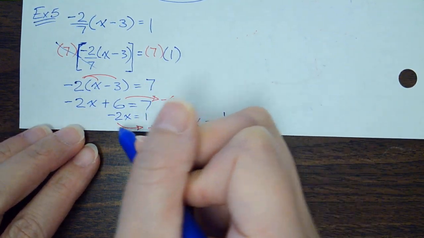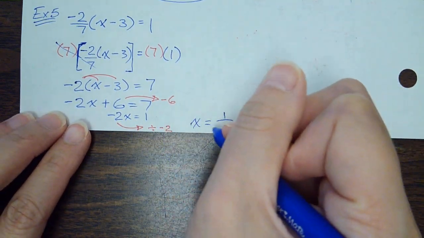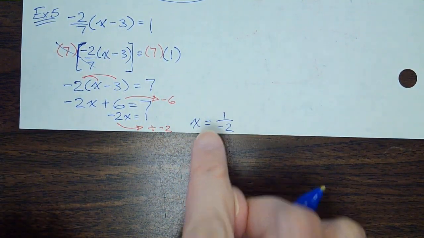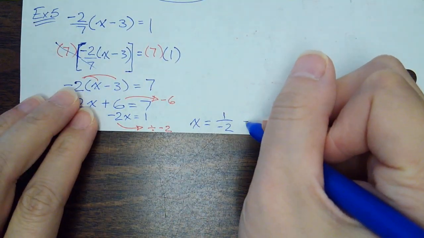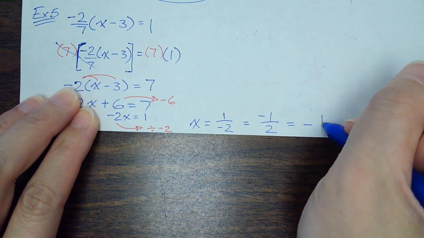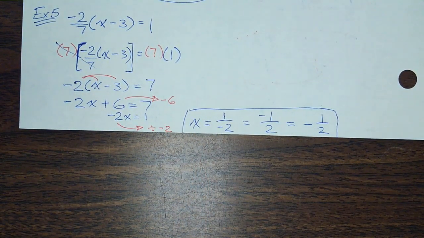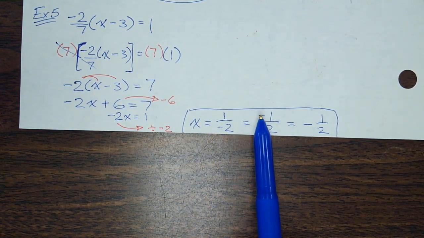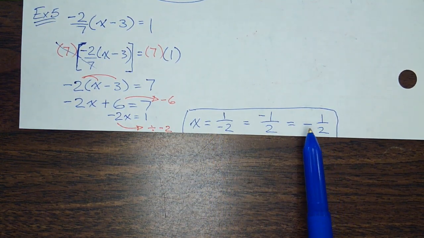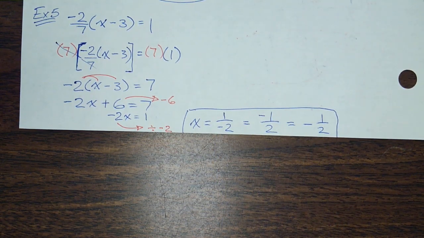Negative. Right. When you divide, remember the sign stays. So you're dividing by negative 2. I could write it like this. Or I could write it like this. Or I could write it like this. All three mean the same. As long as it's negative a half, it doesn't matter where I put that negative. I could put it on the bottom, top, or side. Okay. Any questions?